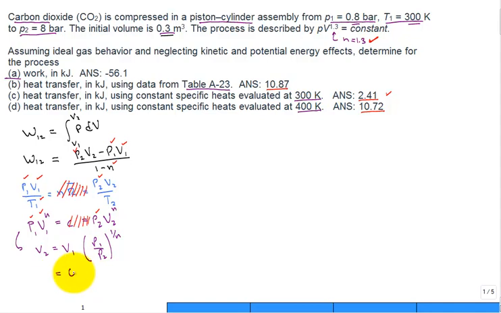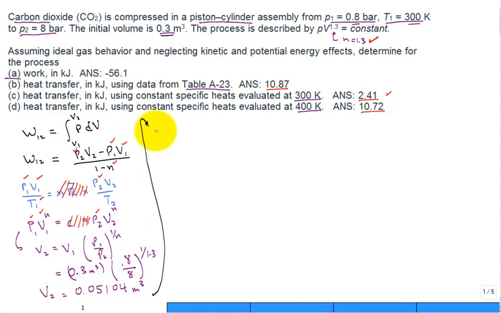Substitute numbers. So we'll start at 0.3 meter cubed. And our initial pressure, 0.8 bar, divided by our final pressure, 8 bars, so that's what, 1 over 10, to the 1 over 1.3. When you run that calculation, the volume comes in at 0.05104 meter cubed, V2. So now we can go back to our work equation. We just calculated V2, and we calculate the work.